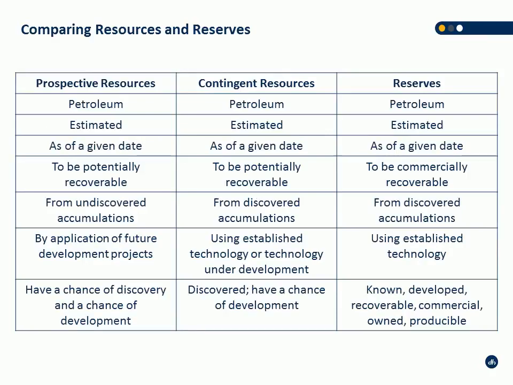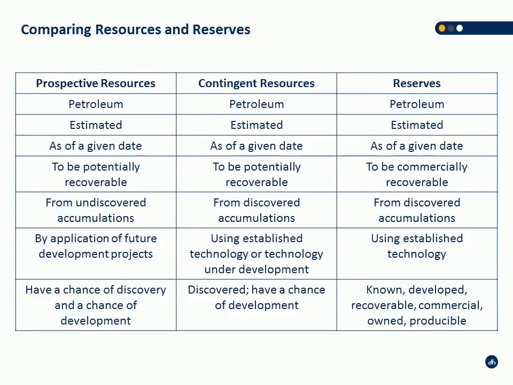So this is the final slide for this section, and it's really a high-level summary comparing the three different buckets of volumes. It just really summarizes exactly what we've gone through and what the definitions do for prospective, contingent, and reserves. Big difference, potentially recoverable versus commercially recoverable. Again, that's your difference between resources and reserves, commerciality. Undiscovered versus discovered. That's, again, prospective versus contingent or reserves.